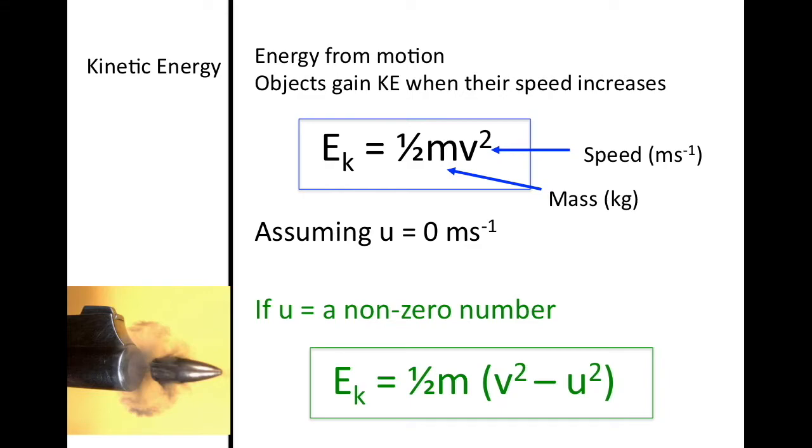Kinetic energy, which we've also talked about in our last video, is a form of energy which is just energy from motion. Objects gain kinetic energy when their speed increases, and it is denoted by the big letter E sub k, which means kinetic energy, equaling half times the mass times the velocity or the speed squared. This is when we assume that the initial velocity is 0 meters per second. If the initial velocity is not 0, then you use this equation down here, which is 1/2 mass times the final velocity squared minus the initial velocity squared.